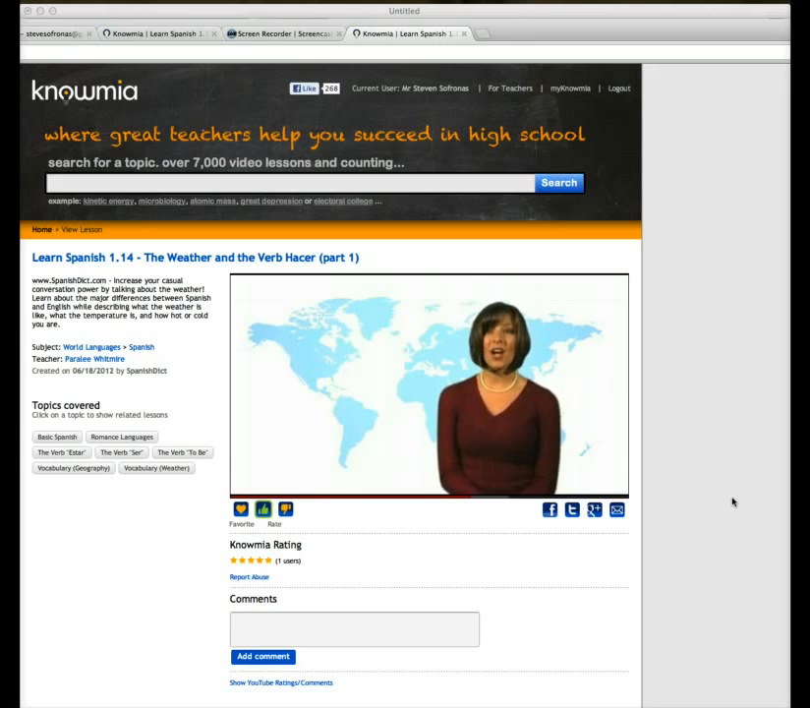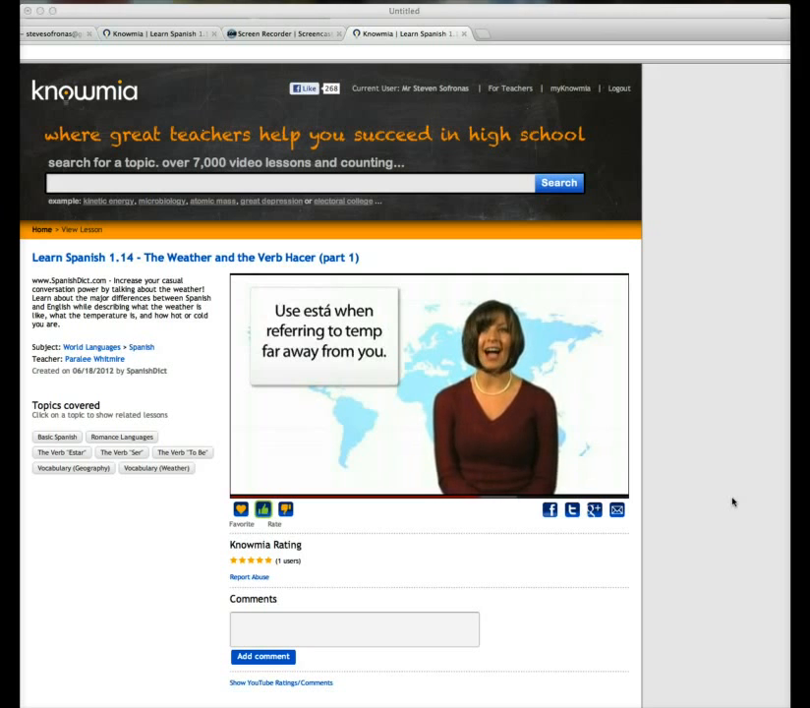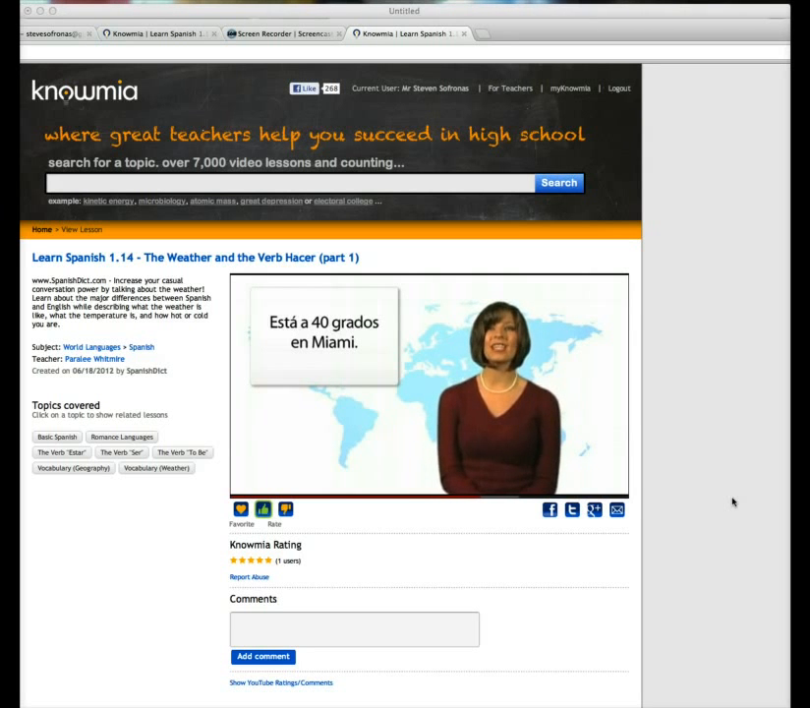Now, if you want to talk about the temperature somewhere far away from you, like if you're cold in New York City and you're talking about how warm it is in Miami, then you actually would use está. Está a 40 grados en Miami. Fácil, no? How about you practice a few?